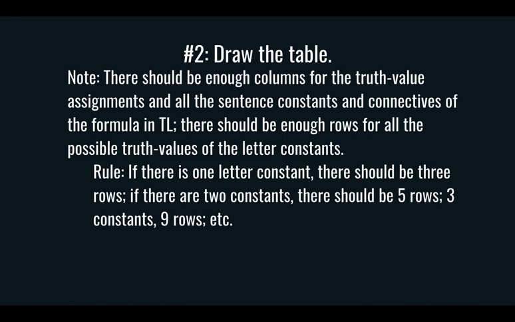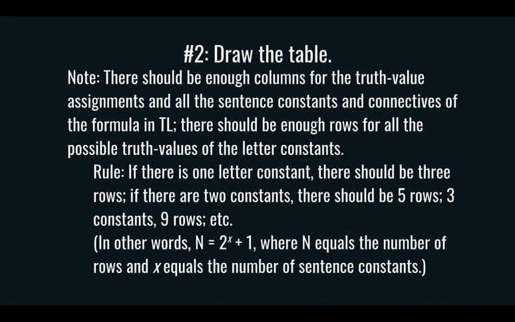If there is one letter constant, there should be 3 rows. If there are 2 constants, there should be 5 rows. 3 constants, 9 rows, etc. If you want a mathematical representation of this, it's n equals 2 to the x plus 1, where n equals the number of rows and x equals the number of sentence constants. If you're not into math, that's totally cool. Just remember 2 constants, 5 rows, 3 constants, 9 rows. I will never give you more than 3 constants. That's just rude. So, okay.